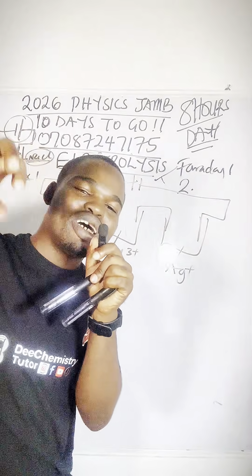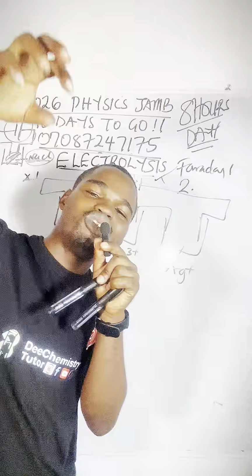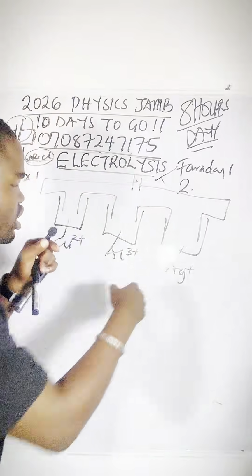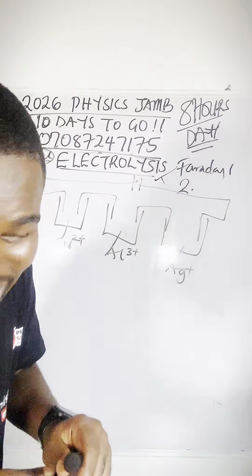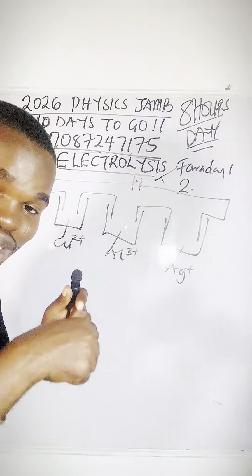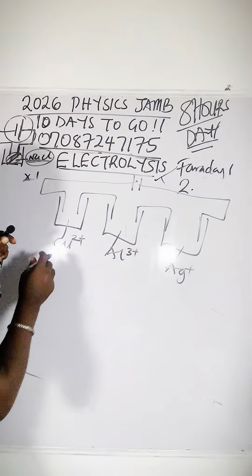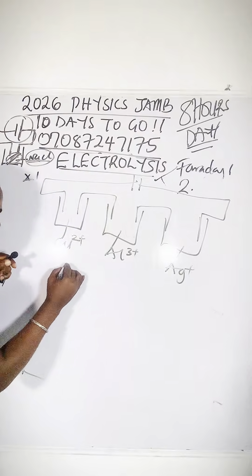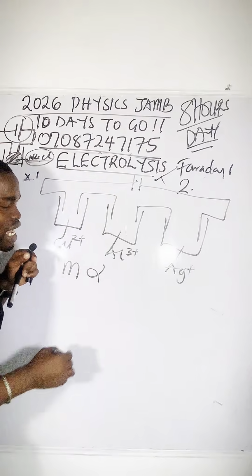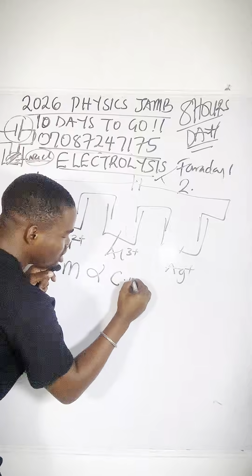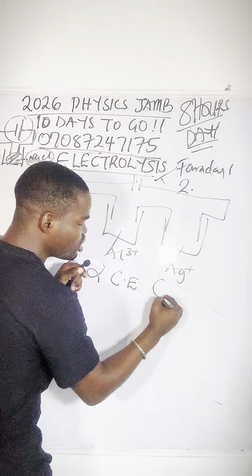The relative atomic mass is inversely proportional to what? To the number of moles of the charges on them. But that is not what I need. That will not make you pass or score the question. What does this whole statement mean? The whole statement just means that M is directly proportional to what we call CE. What does CE mean?